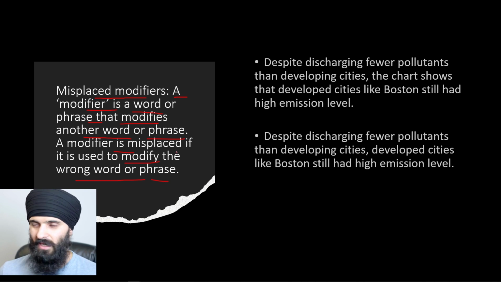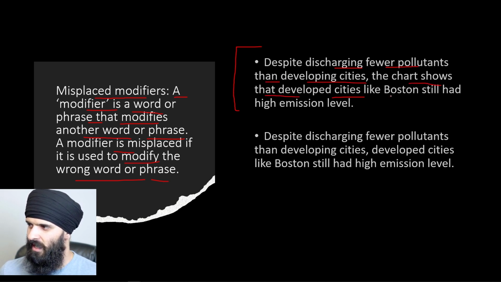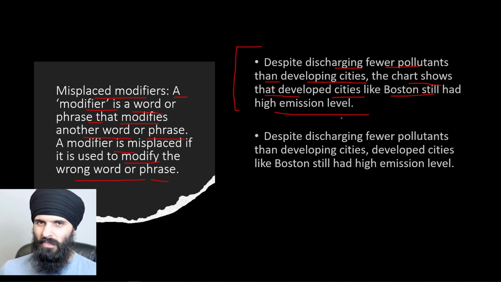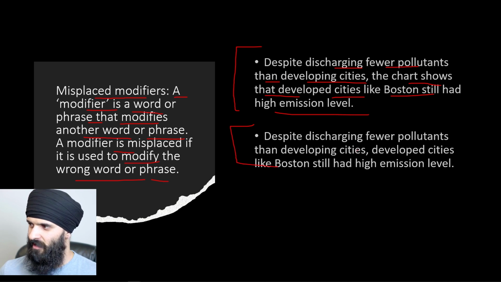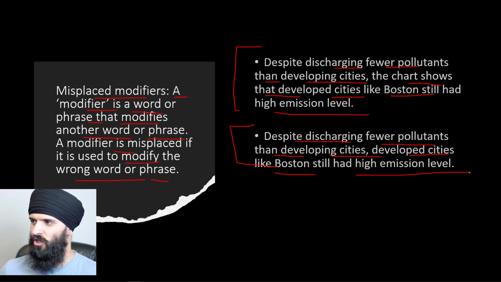So let's look at examples, why it's wrong and why it's right. Look at this bit here. Despite discharging fewer pollutants than developing cities, the chart shows that developed cities like Boston still had a high emission level. Sounds a little off, doesn't it? Now let's look at this bit here. Despite discharging fewer pollutants than developing cities, developed cities like Boston still had a high emission level.